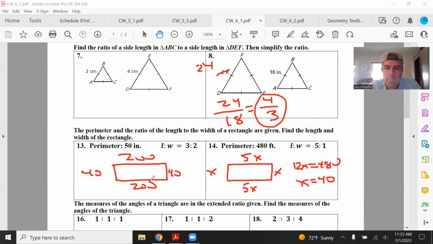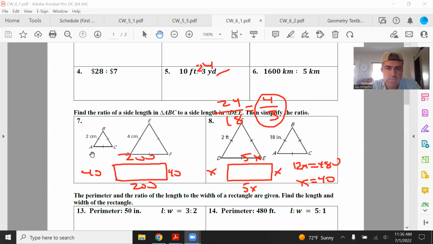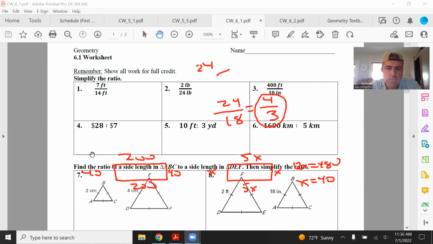So okay, those are those answers. Again, the ratio is 4/3 for number 8. For number 14, you have x, 5x, 5x. You get 12x equals 480. X is 40. And then 2, 4, 6. We had 1 to 12, 4 to 1, and I think that was, what was that again? 600 divided by 5. Yeah, 320/1.